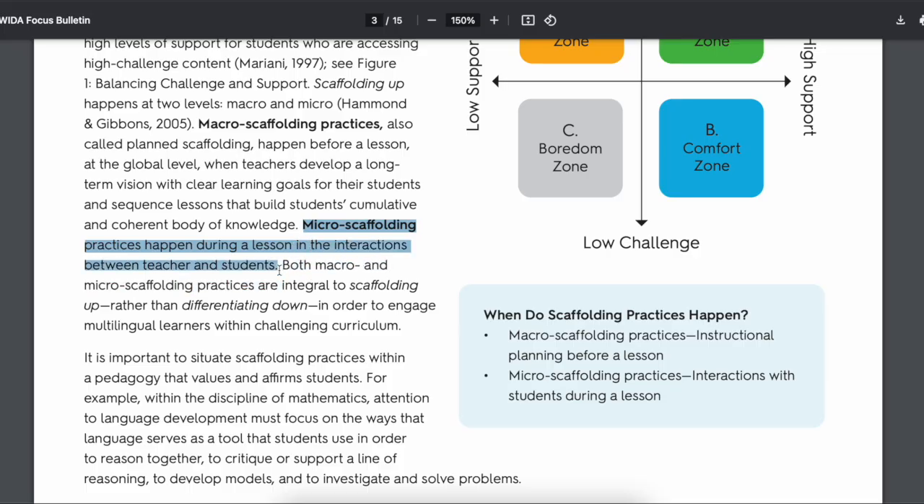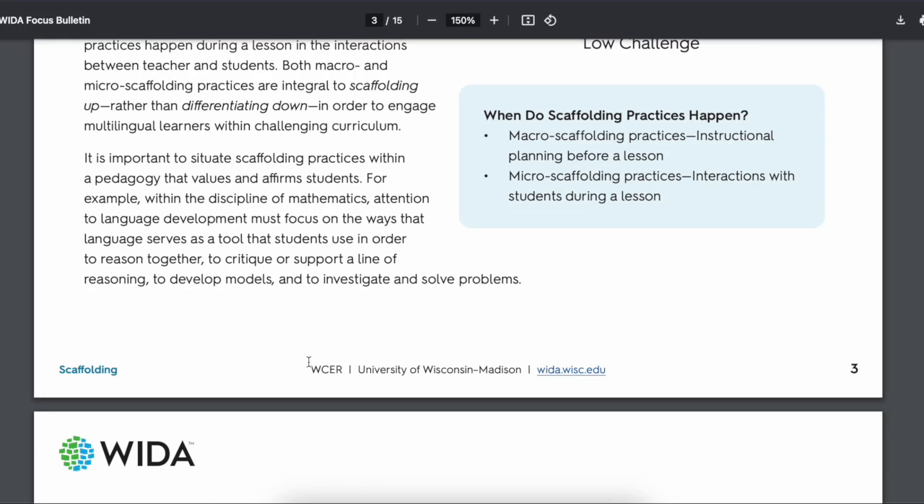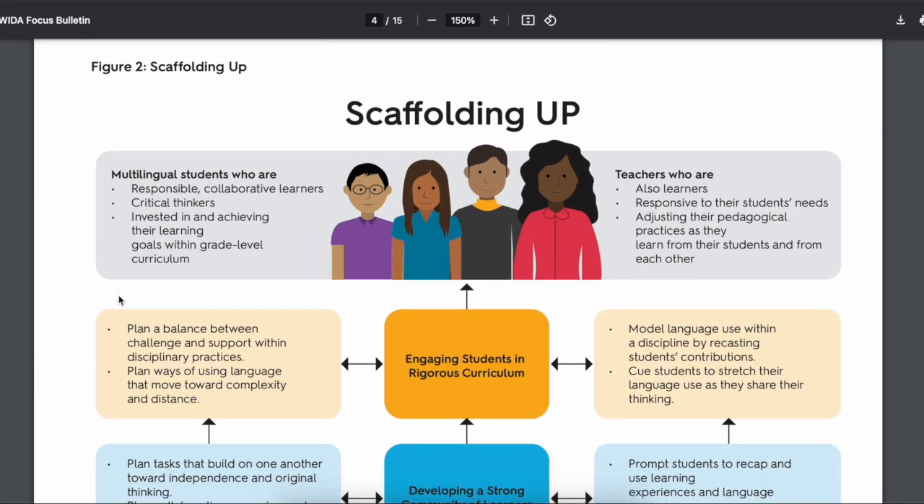So this is truly the interaction between teacher and student. This is super responsive, and both are really important, right? Both are integral to scaffolding up rather than differentiating down in their language, to engage multilingual learners, and I would argue students with IEPs, any sort of student who's having a learning challenge with a challenging curriculum. I just want to show you in figure 2 here, and I'll link to this resource in the description of this video.